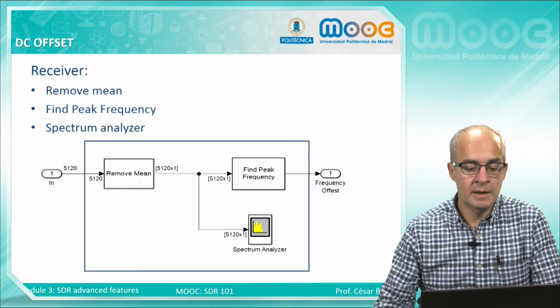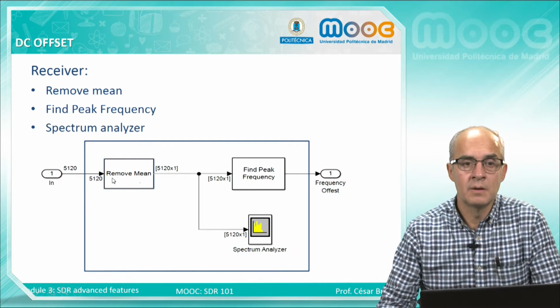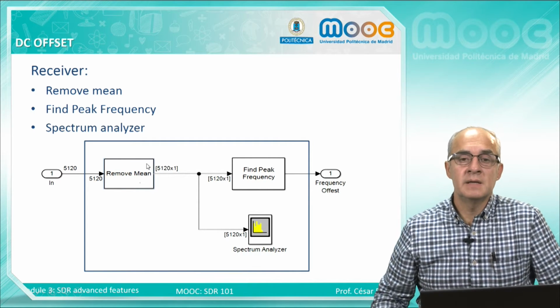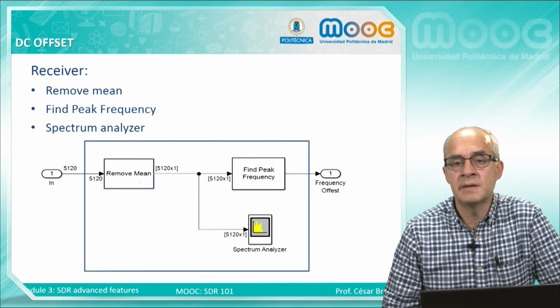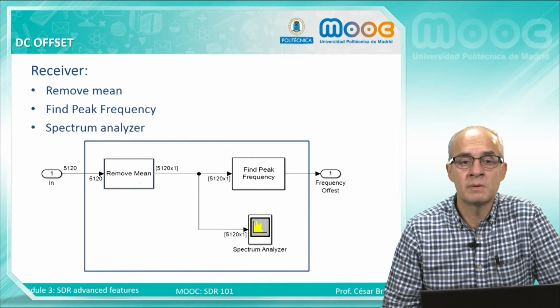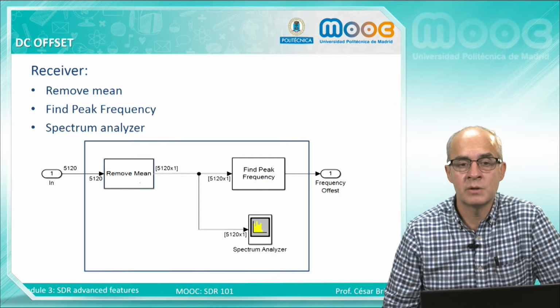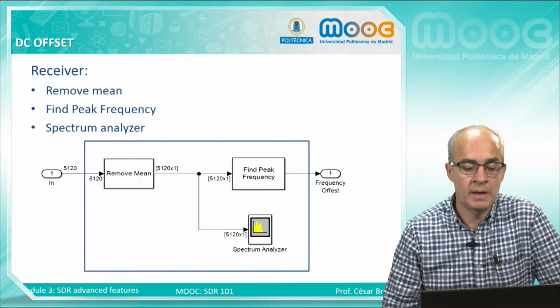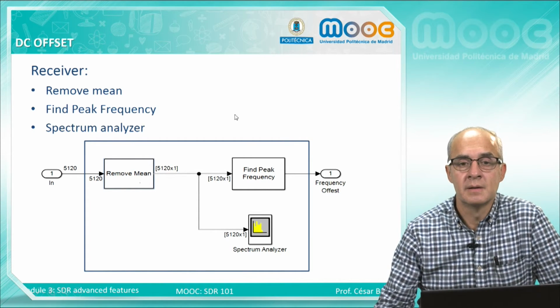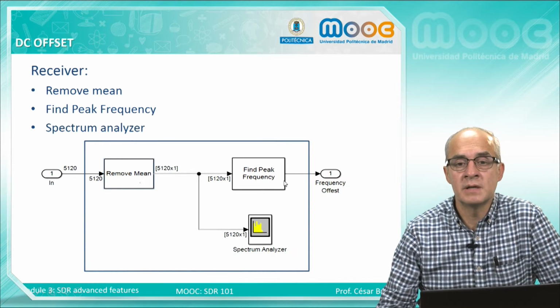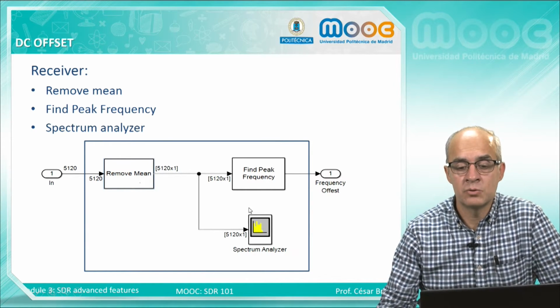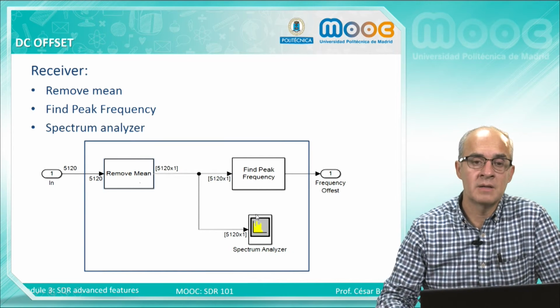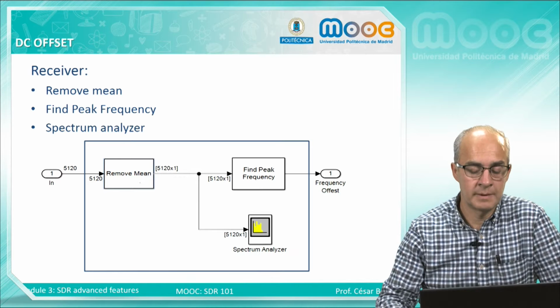The receiver has two blocks inside. The first block is to remove the mean value of the signal. This software-defined radio used to give a DC component in the central frequency. This is due to the internal processing circuits, and we can remove these components at zero frequency with an element called remove mean. And also we can find the peak frequency to obtain the frequency variation and to see the internal clock correction of frequency.